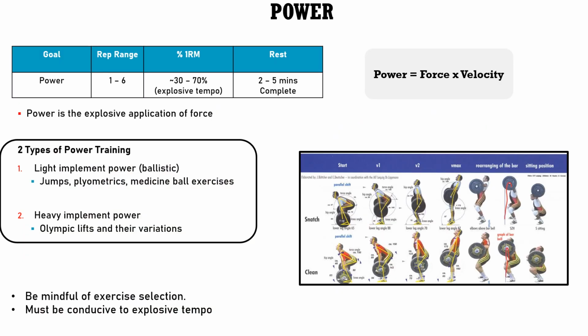The training guidelines for power can be seen in the table on the top left. And so the rep range is anywhere from 1 to 6 repetitions, and the loads are relatively light to moderate, anywhere from 30 to 70% of the 1RM. And they're light because they need to be moved explosively. Power is that rapid application of force, or force times velocity. So there's this speed component to power training, which is why the loads are relatively light to moderate.